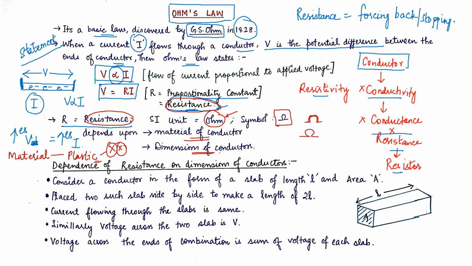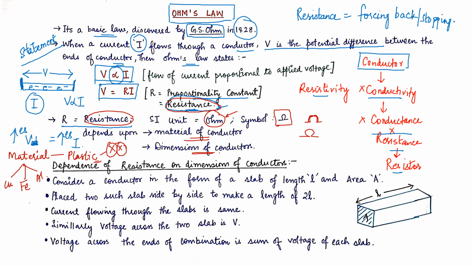You can provide any amount of voltage to the plastic. There will not be any such changes. Okay. So it depends upon the material. Now if we see the metal itself, like copper, iron, aluminium, all these have different resistance. Though they have some resistance, it is minimalistic.